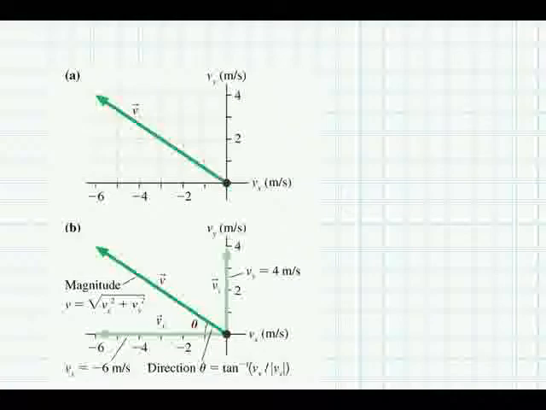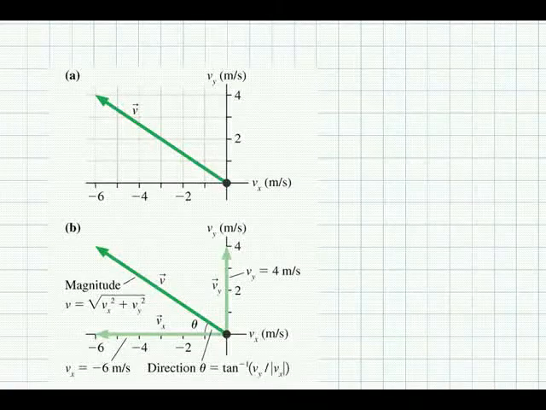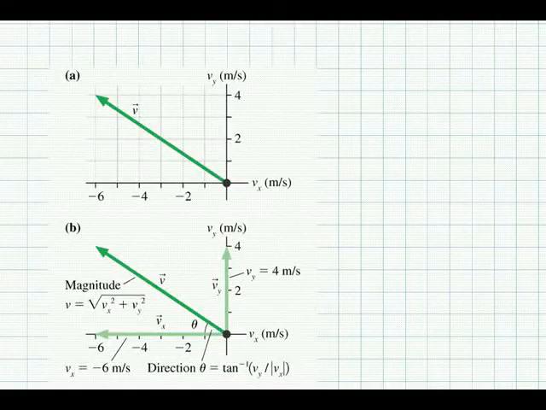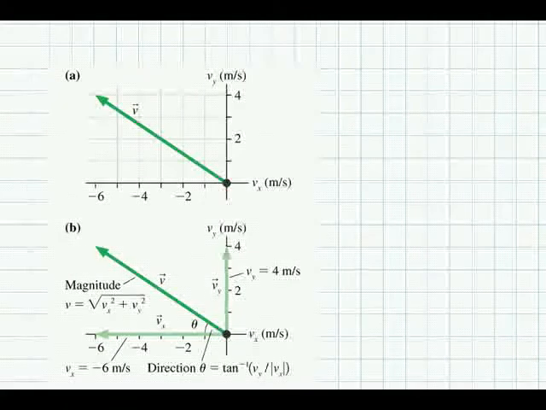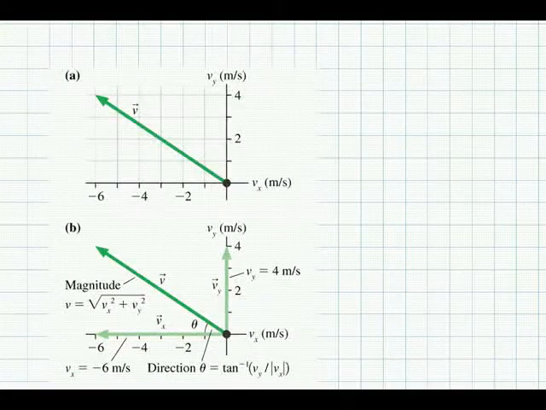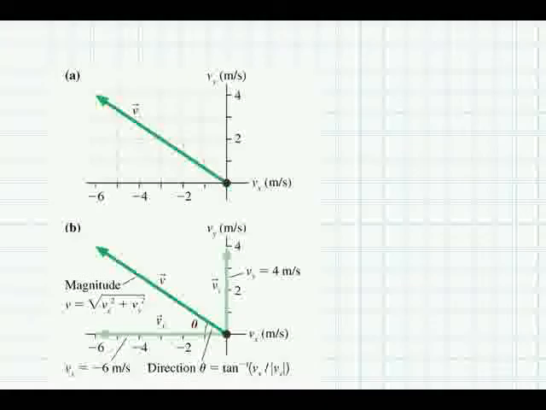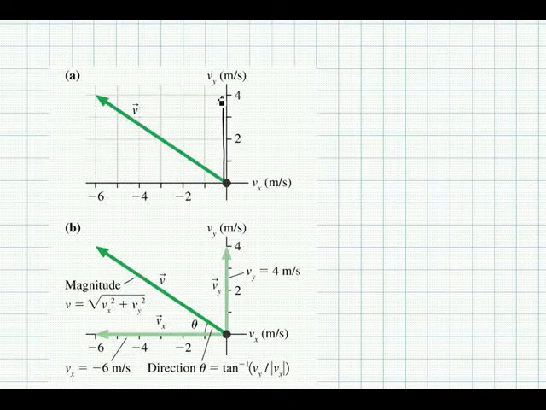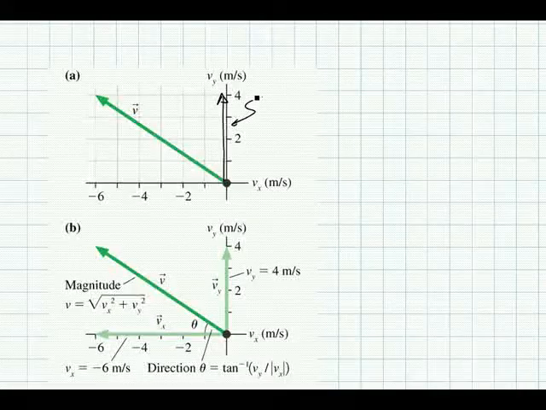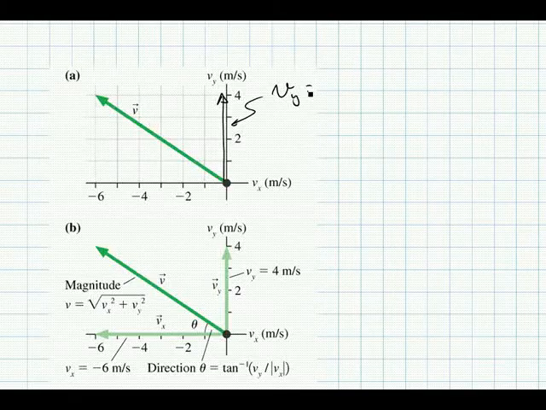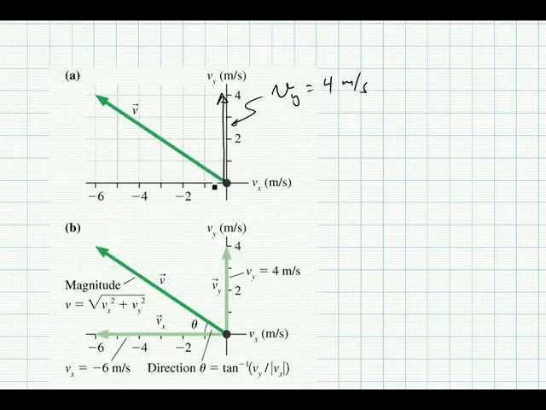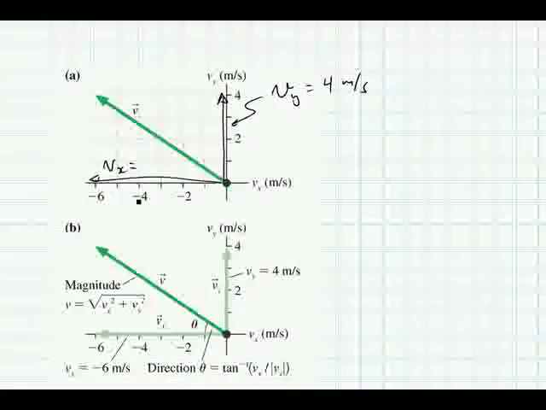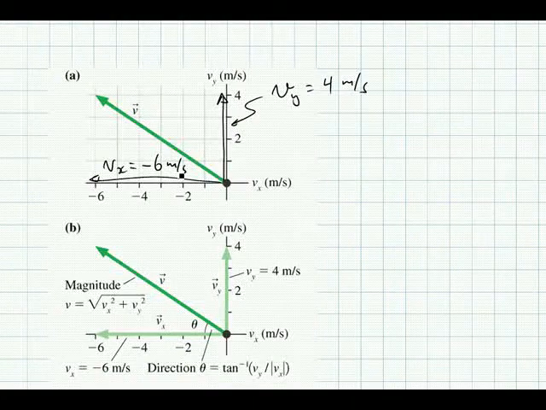Okay, let's continue with resolving vector directions. Here I have yet another vector. By looking at the graph, I don't know the angle that it makes with respect to the x or y axis, but from the graph here I can read off, in this case, Vy as being 4 meters per second, and Vx as being minus 6 meters per second.